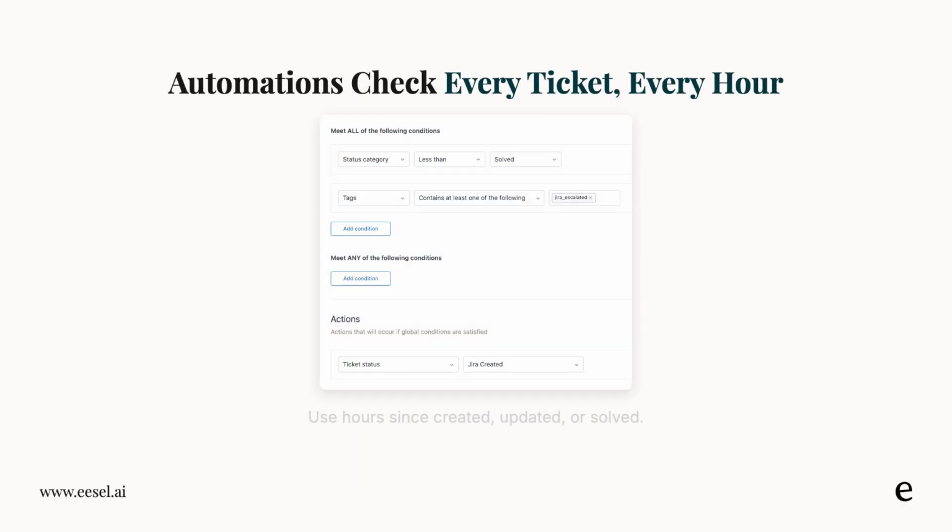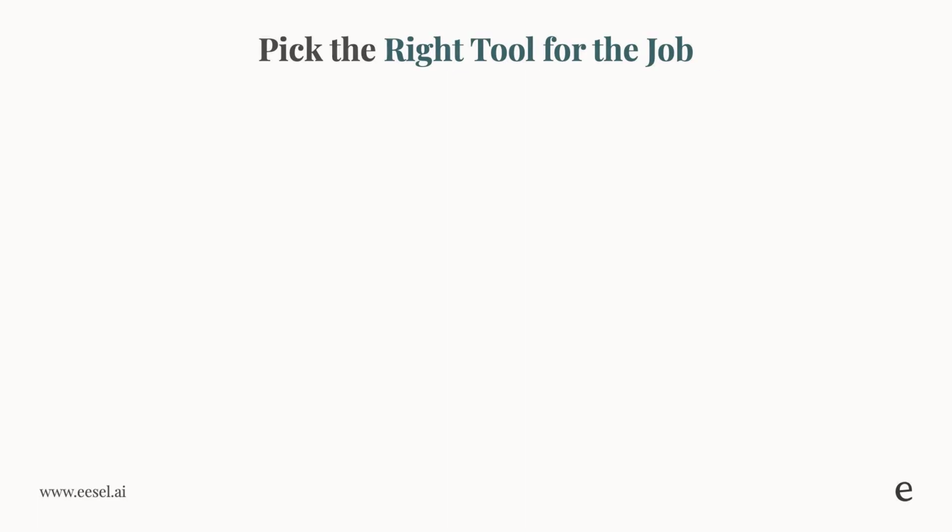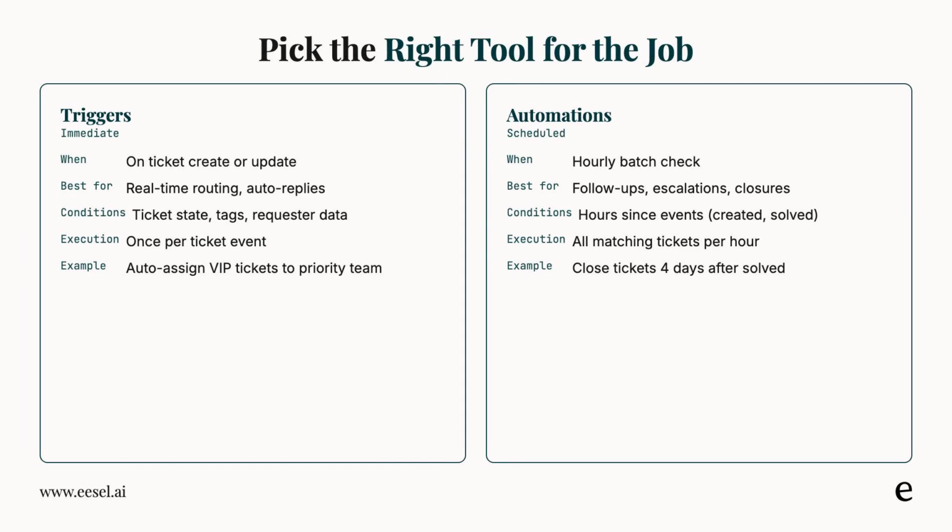Automations take a different approach. They run once per hour and check all tickets for time-based conditions. You'd use them to close tickets 4 days after they're solved, or to escalate issues that have been sitting untouched for too long. Choosing between triggers and automations comes down to timing.